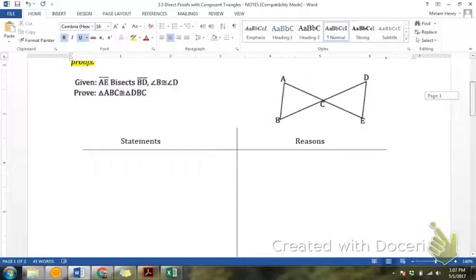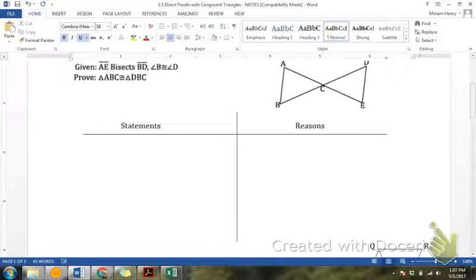Okay, so you notice that I have two columns, right? I have the left column, which is statements, and I have the right column, which is reasons. And then I have some given information, and I have a diagram. We will always mark the diagram with what's been given to us. Not what we're being asked to prove, but what's been given to us.